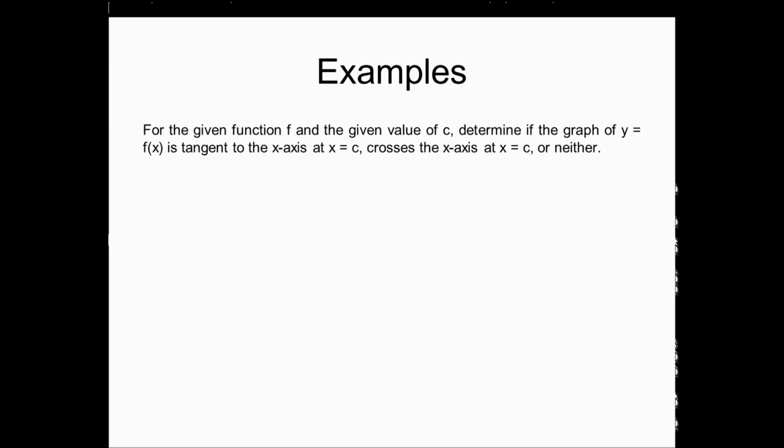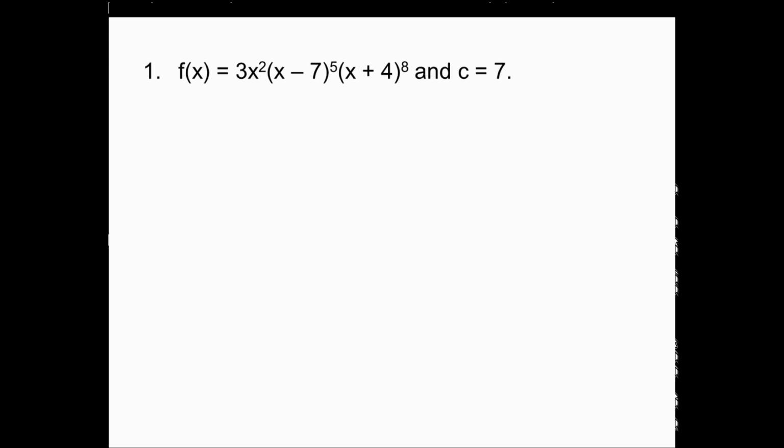Let's try some examples. For the given function f and the given value of c, determine if the graph of y equals f of x is tangent to the x-axis at x equals c, crosses the x-axis at x equals c, or neither. So this is kind of multiple choice. So here's our first one. I've got f of x equals 3x squared times x minus 7 to the 5th times x plus 4 to the 8th. So I've got it factored for you.